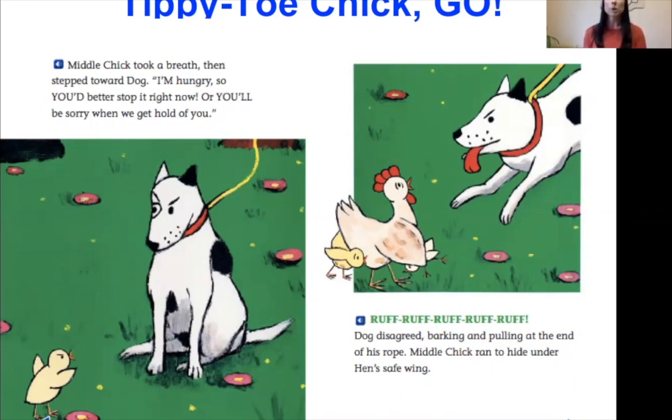Ruff, ruff, ruff, ruff, ruff. Dog disagreed, barking and pulling at the end of his rope. Middle Chick ran to hide under Hen's safe wing.